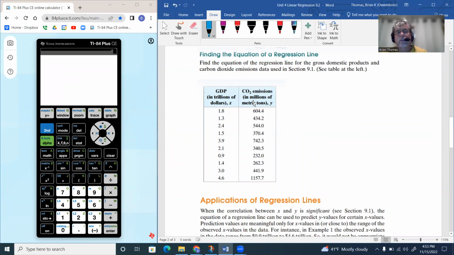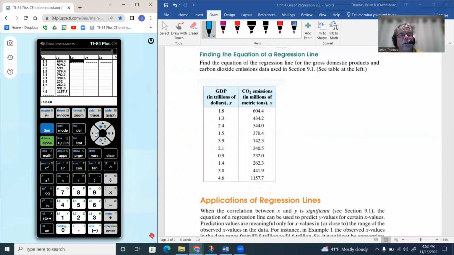The first thing we want to do is put the data into the calculator. If we hit the stat button, number 1 is edit. We're going to put this in L1 and L2. So I'm going to highlight L1, hit clear, drop down, which clears off that data. Come to the right, highlight L2, clear, drop back down. That'll clear off the data that we had there. Now I'm going to enter this data into the calculator, so I'm going to pause the video while I do that.